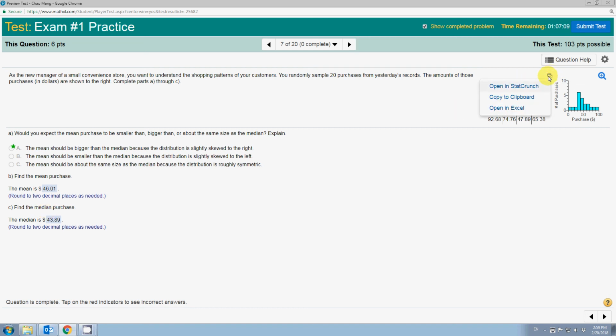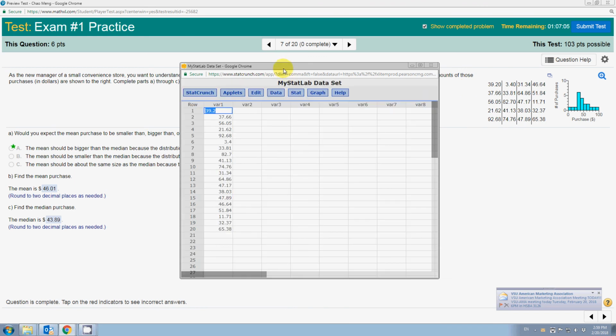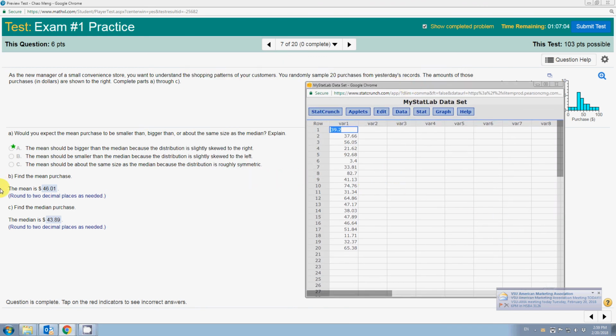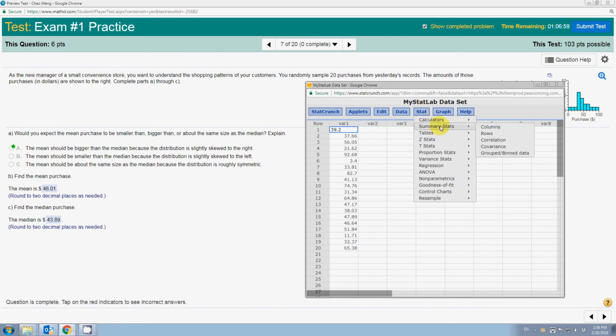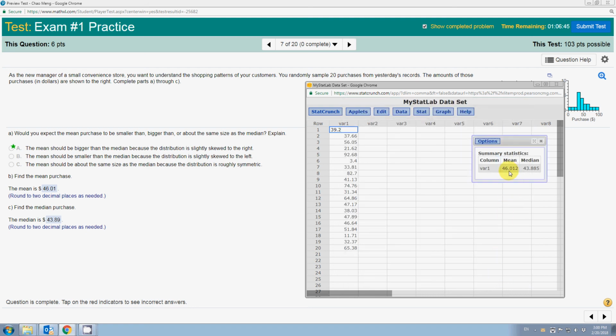So how do we find the mean and how do we find the median? Let's open the data in StatCrunch. Let's go to Stat, Summary Stats, and Columns. Let's select the column of data. Under the statistics, we have the mean. Let's select the mean, and also the median. Then let's click Compute. So we get the mean and we also get the median.